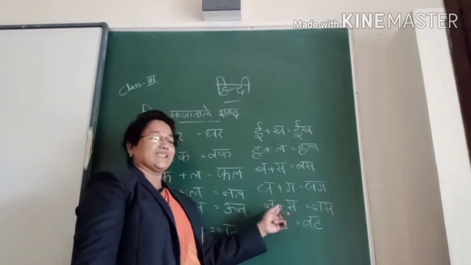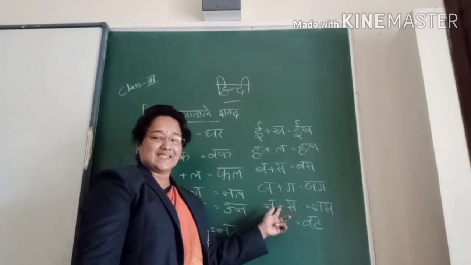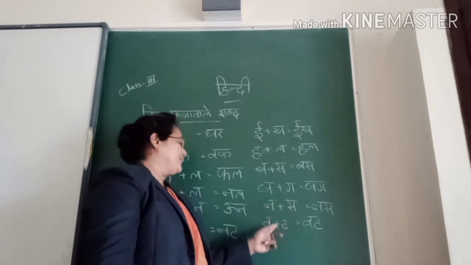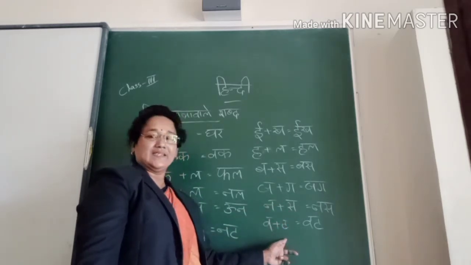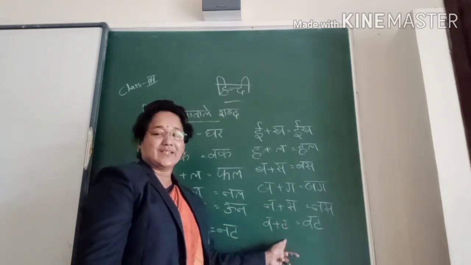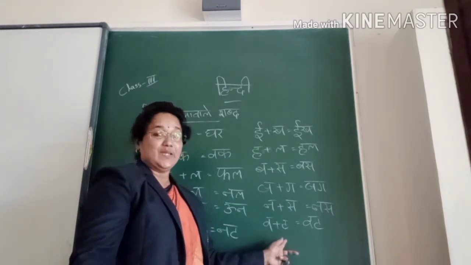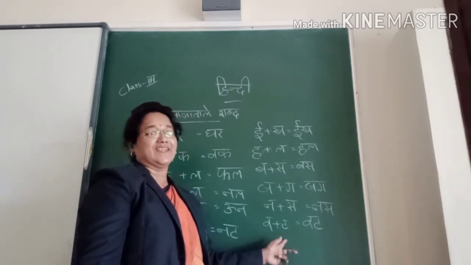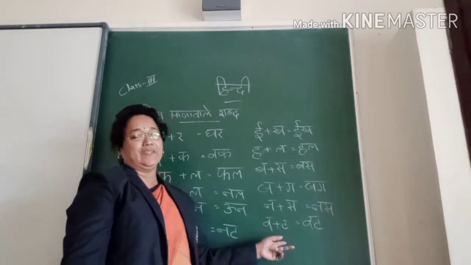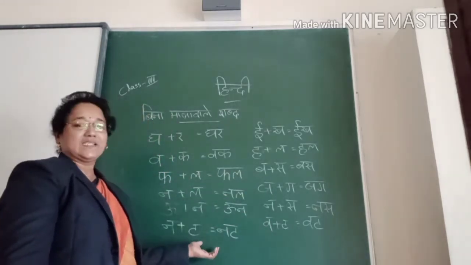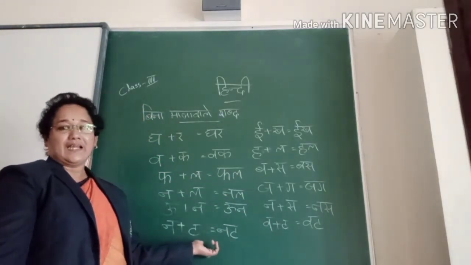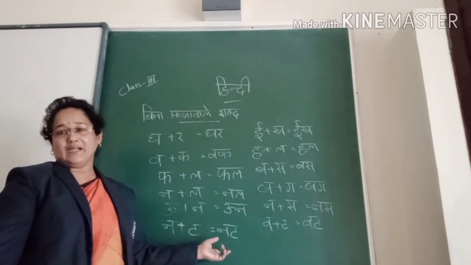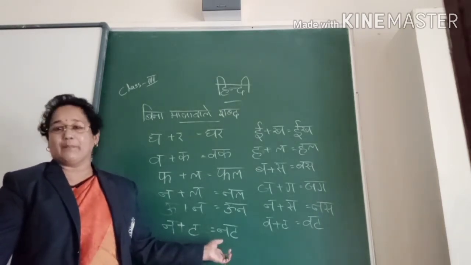Na plus sa is nas. Nas meaning is vein. Va plus ta is equal to what? Vat meaning is water. It is a big tree, banyan tree. Okay. These 12 words are there in your reader, lesson number 2, page number 8.